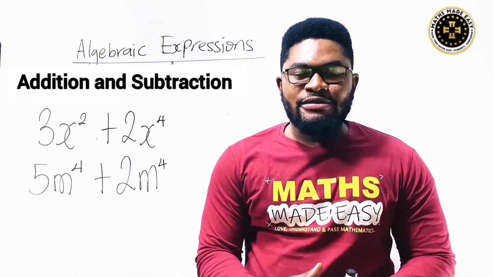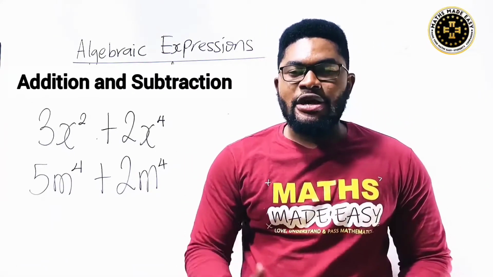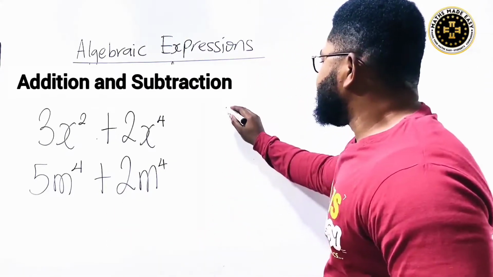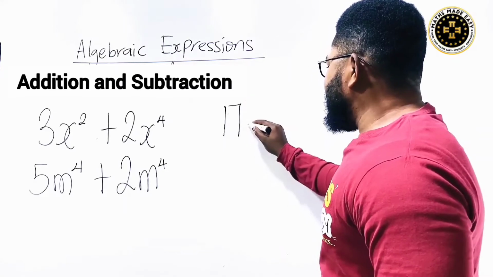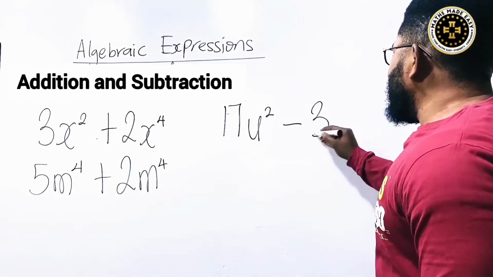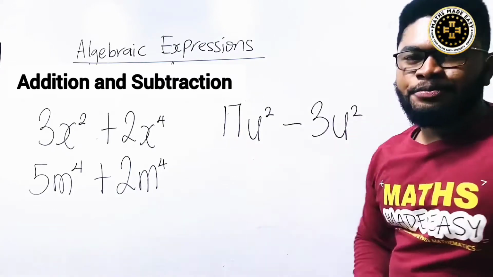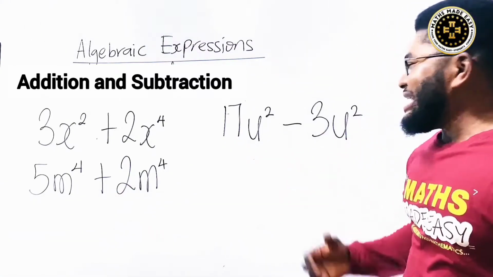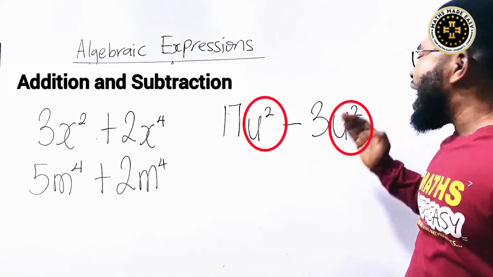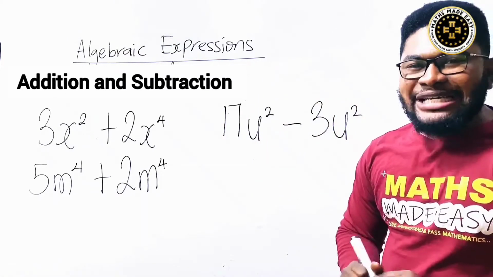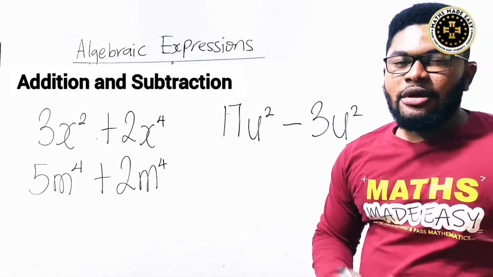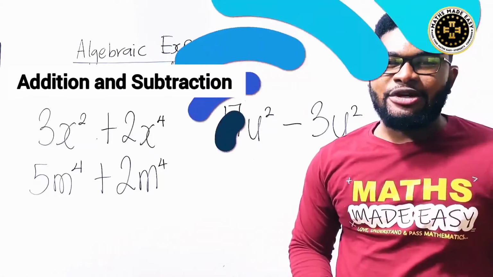So like terms are terms with the same variable raised to the same power. Now that you know like terms, let's add and subtract. But remember, the same thing applies to subtraction. So if we have 17u power 2 minus 3u power 2, this is also like terms. Why? Because the variables are u and the powers are 2. So it makes this expression and the terms like terms. Let's solve questions on the addition and subtraction.